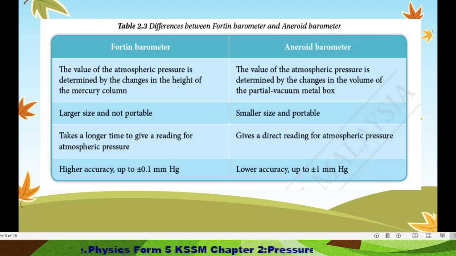The Fortin barometer takes a longer time to give readings for atmospheric pressure, but it has higher accuracy, up to plus minus 0.1 millimeter mercury. The aneroid barometer can give a direct reading for atmospheric pressure, but has lower accuracy, up to plus minus 1 millimeter mercury. So to measure a higher place, for example, if you want to go to the top of Mount Everest, it's not suitable to bring a Fortin barometer. I think it's better to bring an aneroid barometer. So you can see which one is suitable depends on the situation.